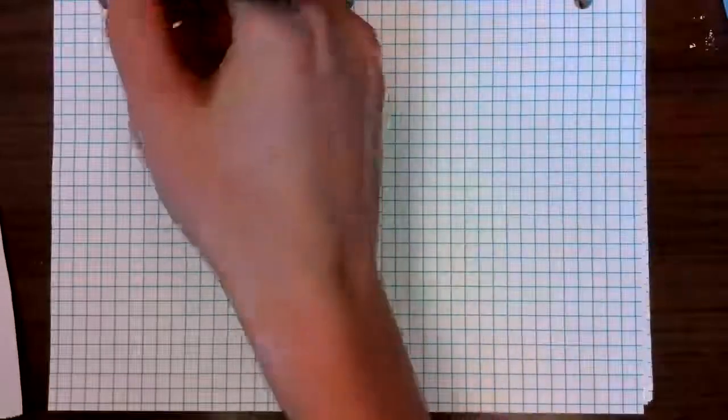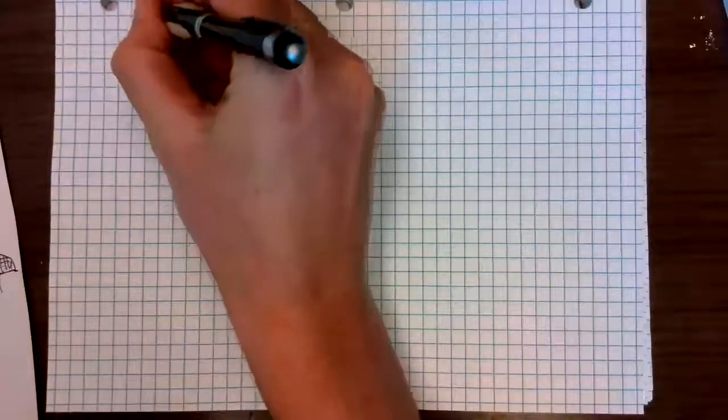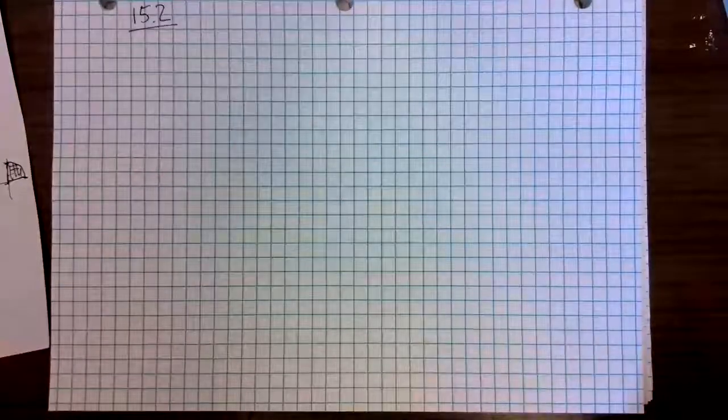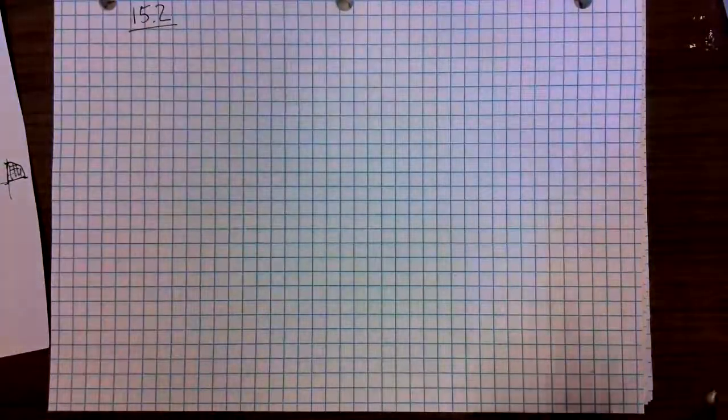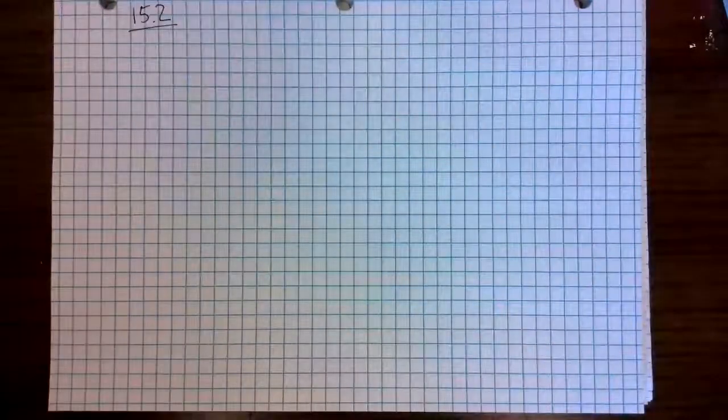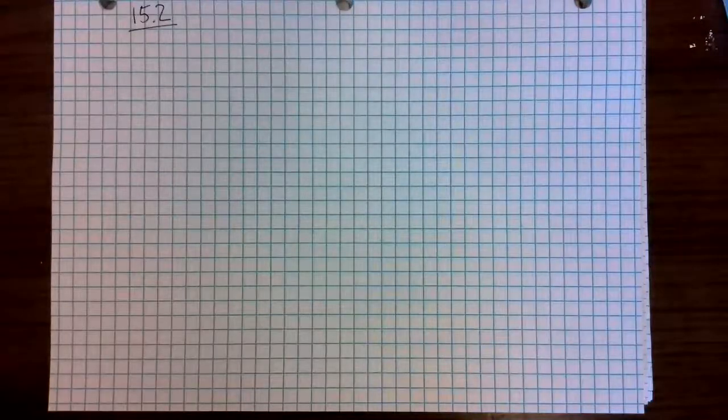Okay, so let's get to 15.2 in Rogawski. So this is on integration over more complicated regions than just rectangles, because we do not live in Minecraft, we live in the real world, and things have more complicated shapes than rectangles and boxes and all that.